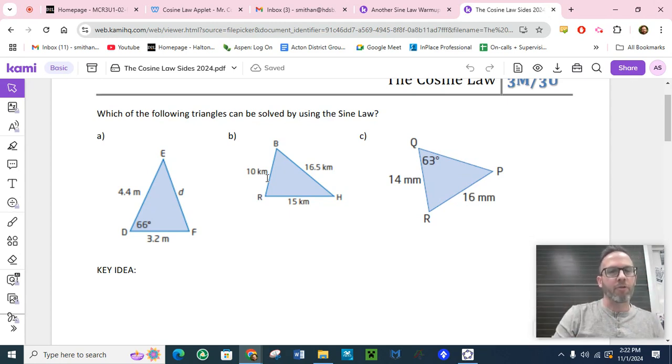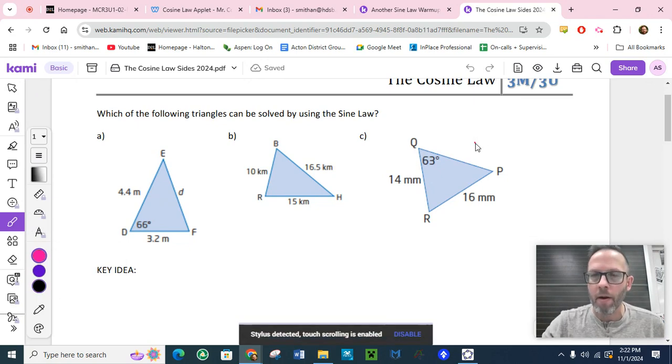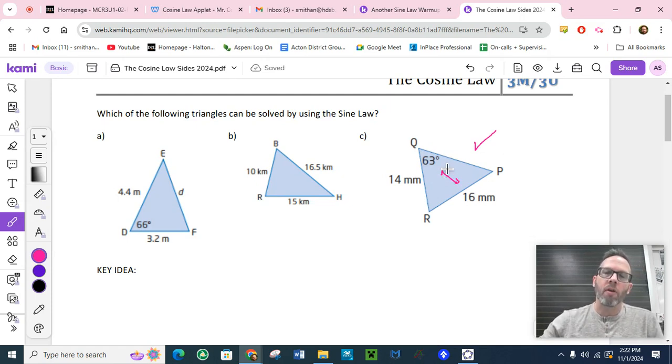So have a look at those three triangles. Which of those can be solved using the sine law? I'll let you guys have a quick think on that. So you're just looking to see, do we have a side angle pair or not? It's only C that you can use the sine law on, because it has a side angle pair. The other two triangles are cases we haven't done yet as a group.